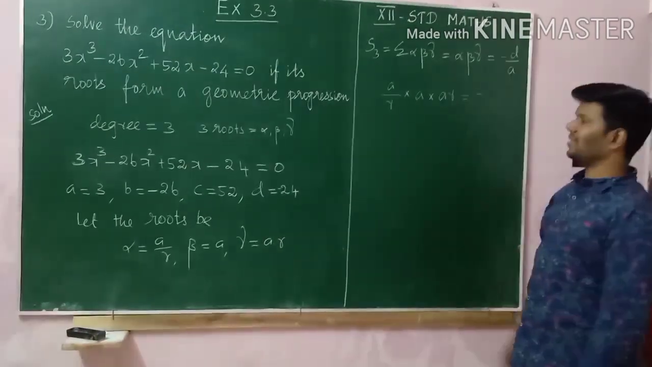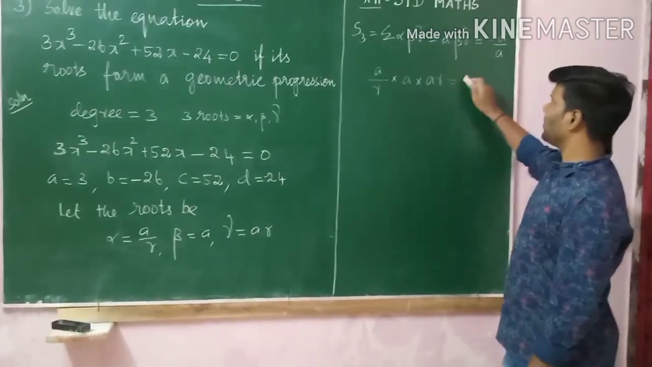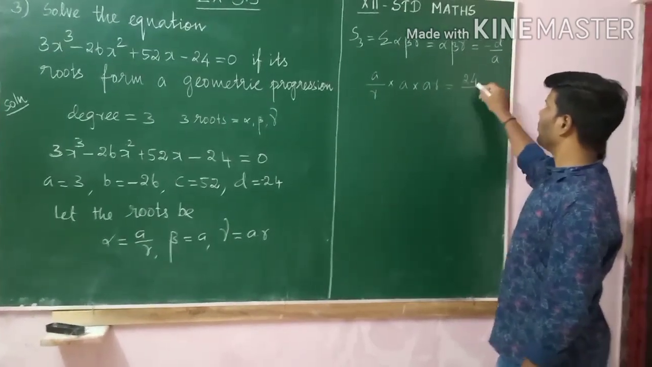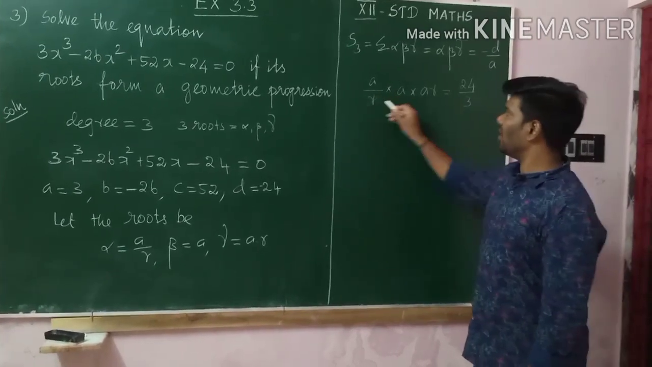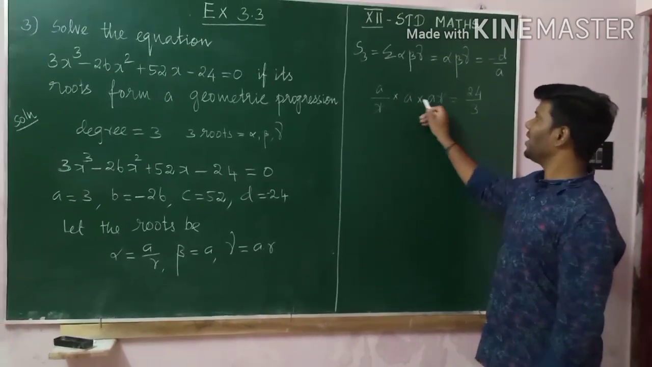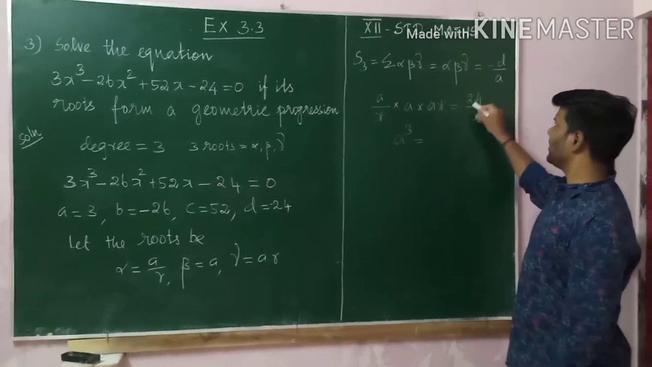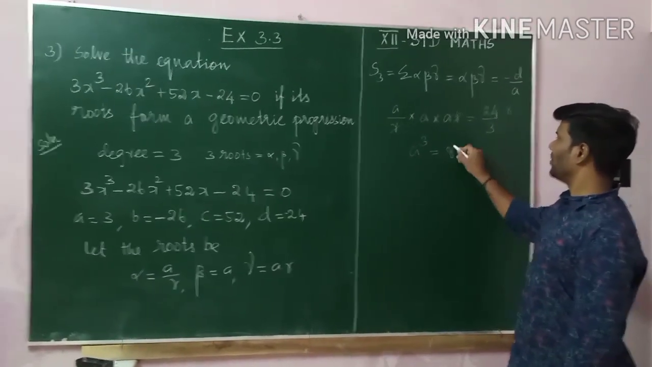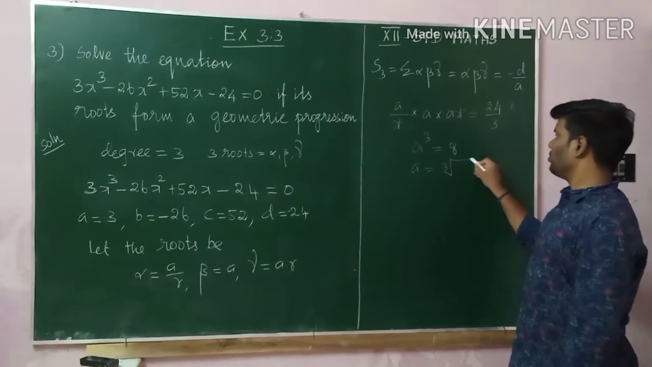This is equal to minus D. The value of D is minus 24, so minus of minus 24 is plus 24, and the value of A is 3. Here we can cancel R. So A into A into A, A cube, is equal to 24 by 3, which is 8, since 8 3s are 24. So A cube is equal to 8, so A is equal to cube root of 8.